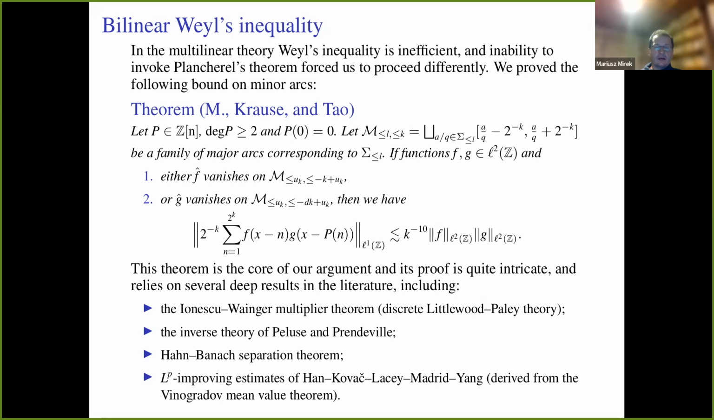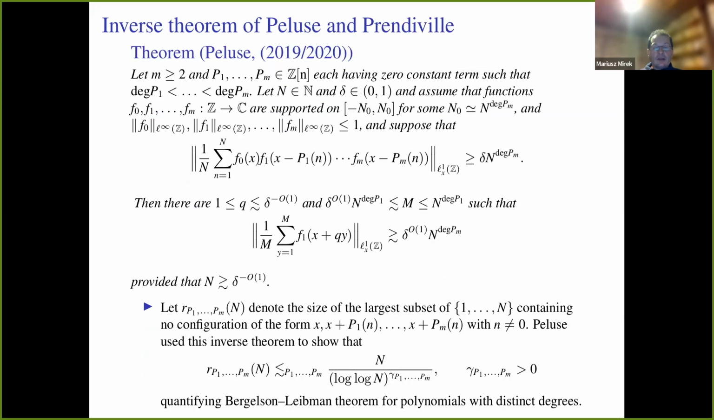The main tool to prove this inequality is the inverse theorem of Peluse and Prendiville. And then we had to use some other tools like the Ionescu-Wainger multiplier theorem, the Hahn-Banach separation theorem, and L^p improving estimates of Hahn, Kovač, Lacey, Madrid, and Young, which are derived from the Vinogradov mean value theorem. And so let me tell you a few words about the Peluse and Prendiville.